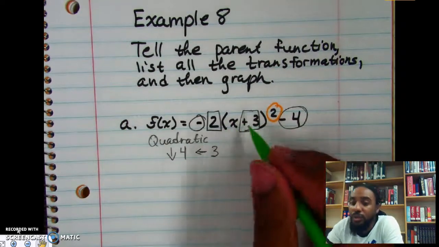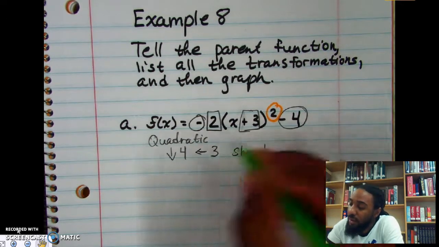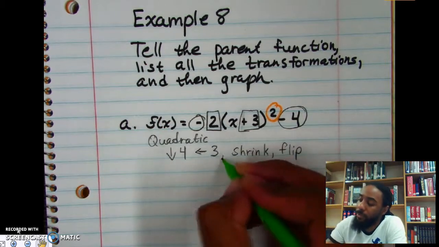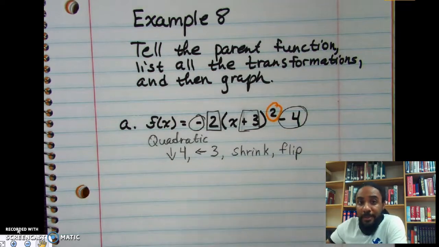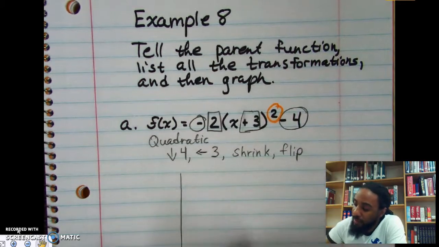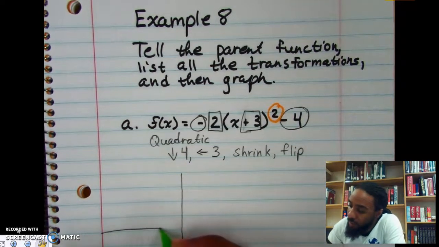All right, then the 2 is greater than 1, so it's going to shrink. And then we flip it. Okay, so now we graph it out like we've been talking about. Nothing brand new here.